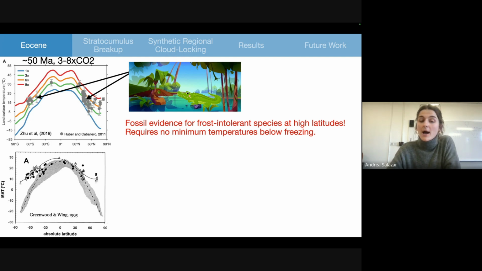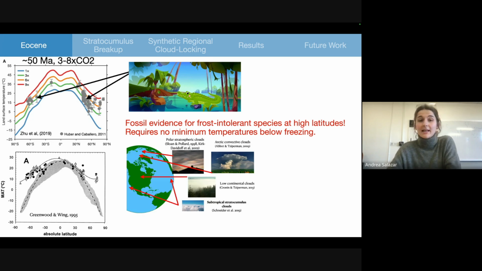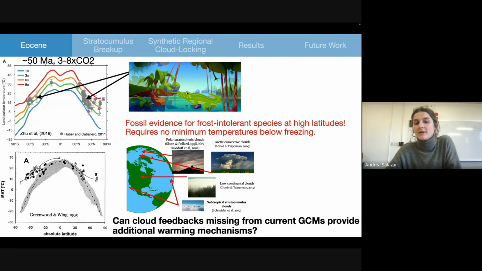And so a very popular theory that's been proposed many times is that maybe there are just cloud feedbacks that are very important for this question that are not being well represented in GCMs. And so the focus of this project and kind of the remainder of my thesis is trying to understand if cloud feedbacks missing from the current GCMs can provide additional warming mechanisms to help us explain these above freezing temperatures in the continental interiors during the Eocene.